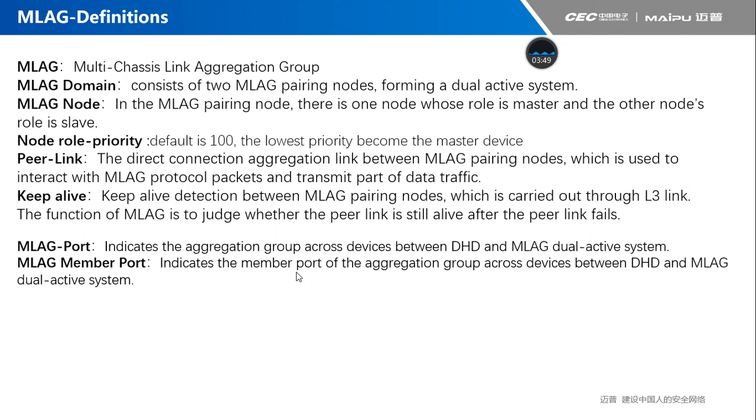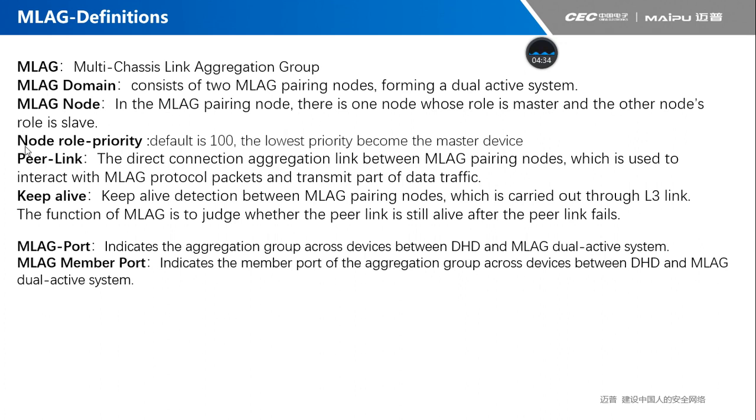The MLAG full name is Multi-Chassis Link Aggregation Group. MLAG domain. Currently, Maipu supports two devices doing MLAG. These two devices should belong to the same domain ID. This is similar to spanning tree, where devices should belong to the same region name. In the MLAG peer nodes, one node is master, and the other node is slave.